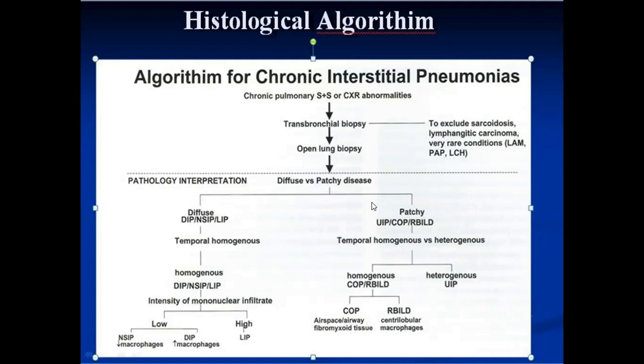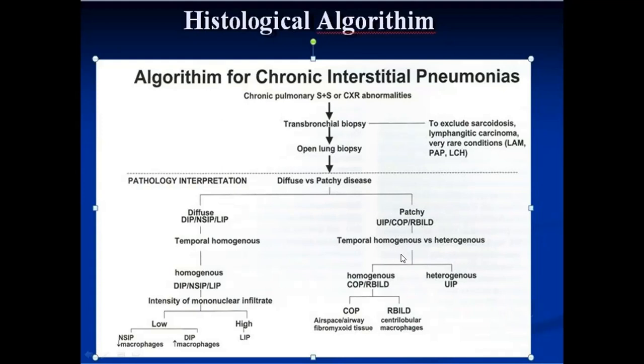First of all, when we have either a wedge resection or a biopsy, on low power we have to determine whether the lesion is diffuse or patchy. That means the lesion is present throughout, or the lesion is present on one side and on the other side we have normal appearing parenchyma and alveolar septa. Once the lesion is patchy, we have three differentials: usual interstitial pneumonia, cryptogenic organizing pneumonia, and respiratory bronchiolitis interstitial lung disease.